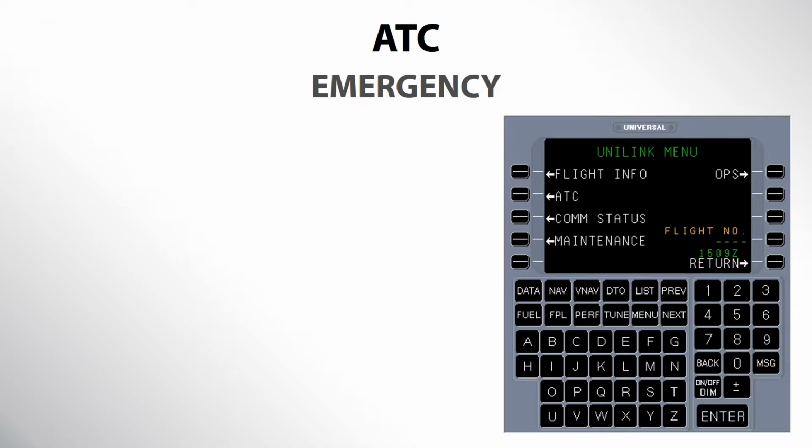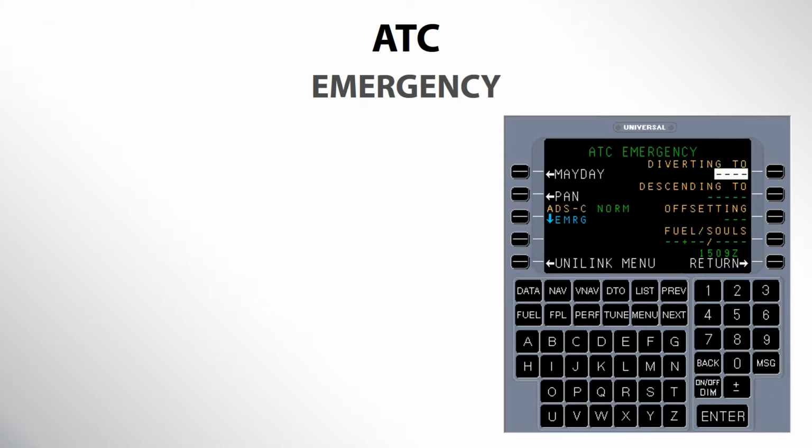To send an emergency message, first go to ATC and then Emergency. Verify that fields for line select keys 1 right through 4 right are correct. Please note that all of these fields are optional. For the Diverting To field, enter the 4-letter airport identifier. For the Descending To field, enter the altitude to which the aircraft will descend.